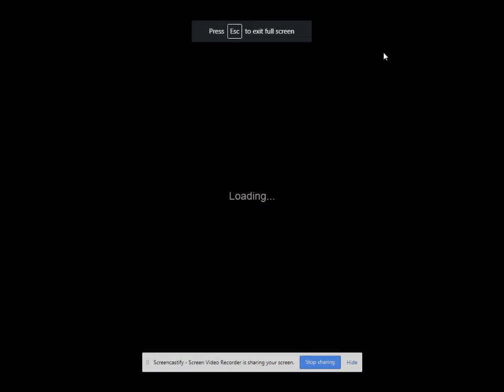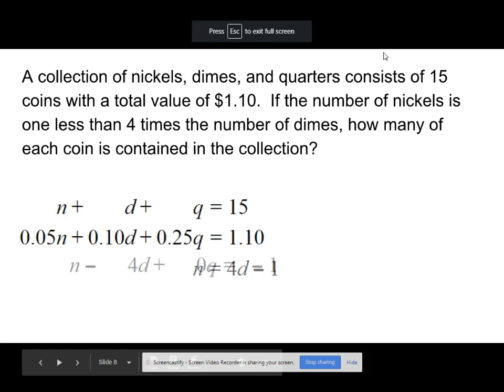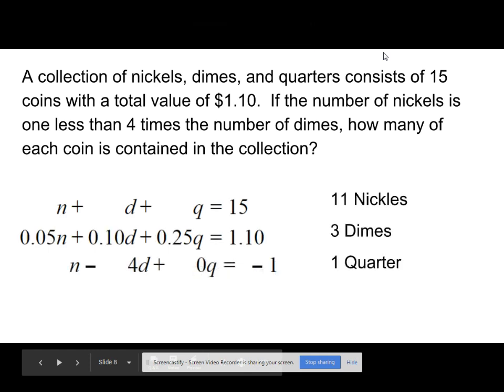So reading that matrix, 11, 3, and 1. 11 nickels, 3 dimes, 1 quarter. And I labeled those answers. So that's how you use the calculator to do that reduced row echelon form to solve these systems of linear equations much faster than we're doing it by hand.